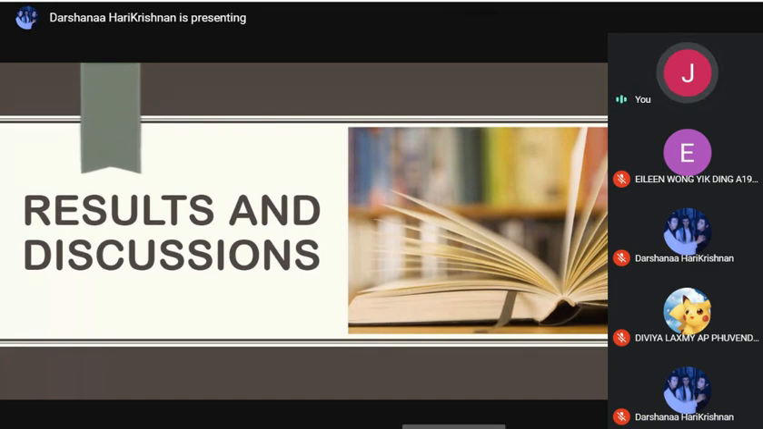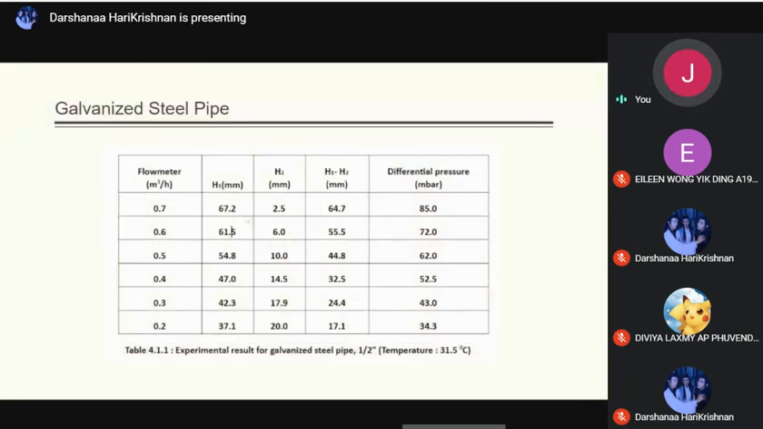Okay, so I'm going to explain about the results and the discussion. First off, we have the galvanized steel pipe. This is the result that we have for galvanized steel pipe for the temperature 31.5 Celsius.